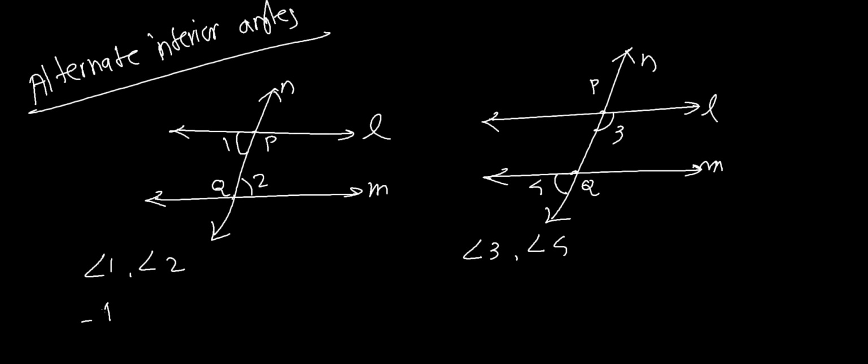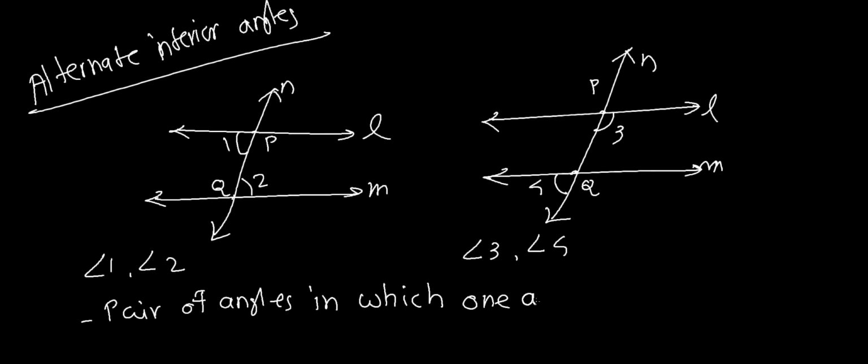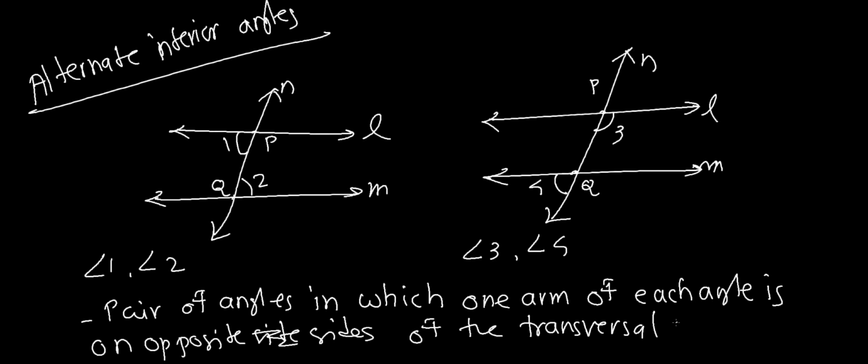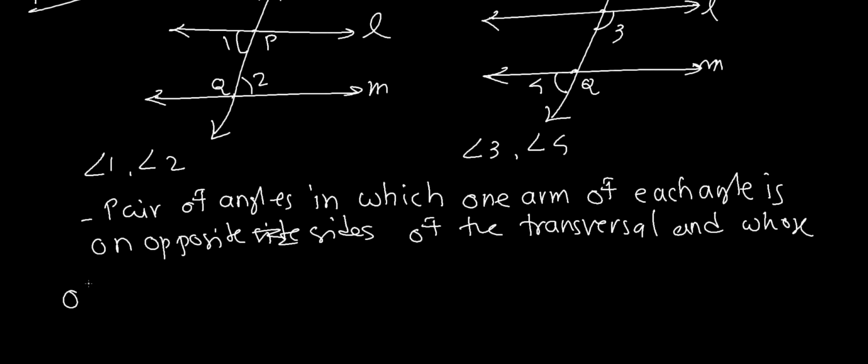So what they say is, a pair of angles in which one arm of each angle is on opposite sides of the transversal, and whose other arm includes segment PQ.